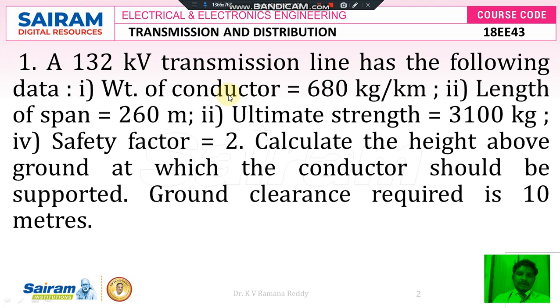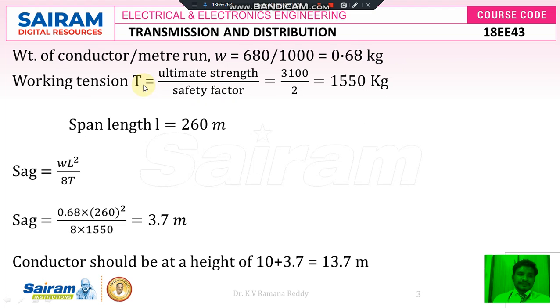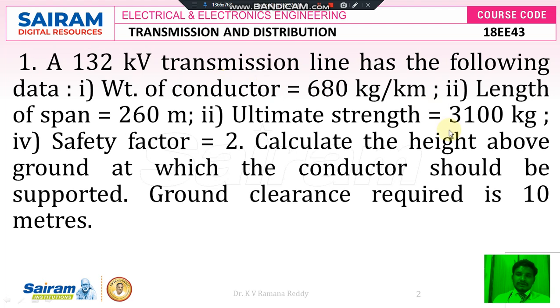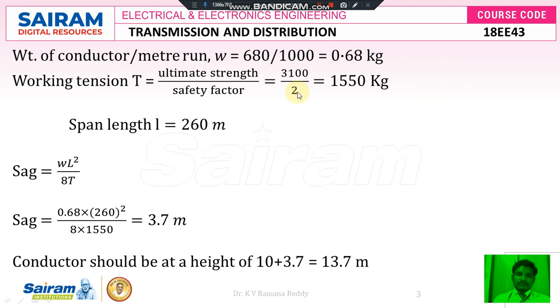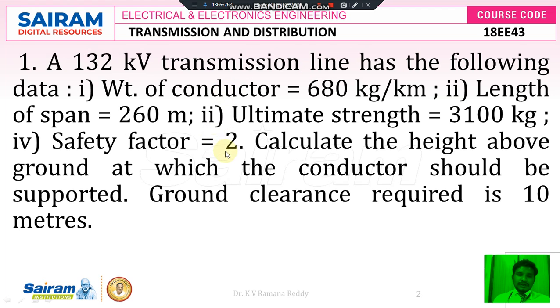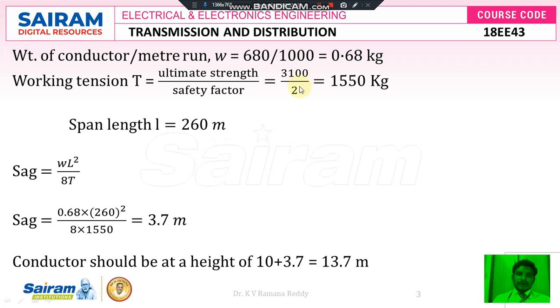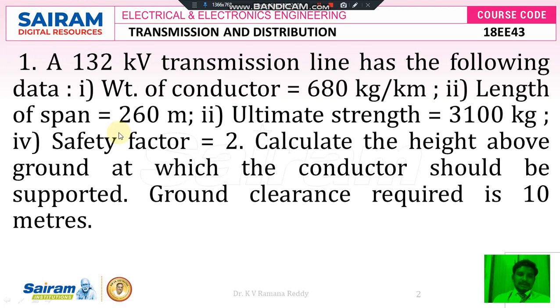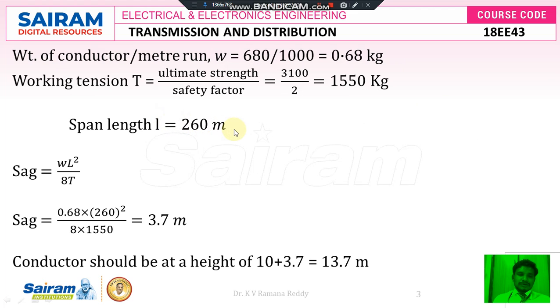Next, working tension, capital T. The tension on the conductor we have to calculate according to the given data. Tension T is equal to ultimate strength divided by safety factor. The ultimate strength they gave is 3100, and the factor of safety is 2. So 3100 divided by 2 becomes 1550 kg tension. The next is span length. The length of span they gave is 260 meters. Therefore L is equal to 260 meters.